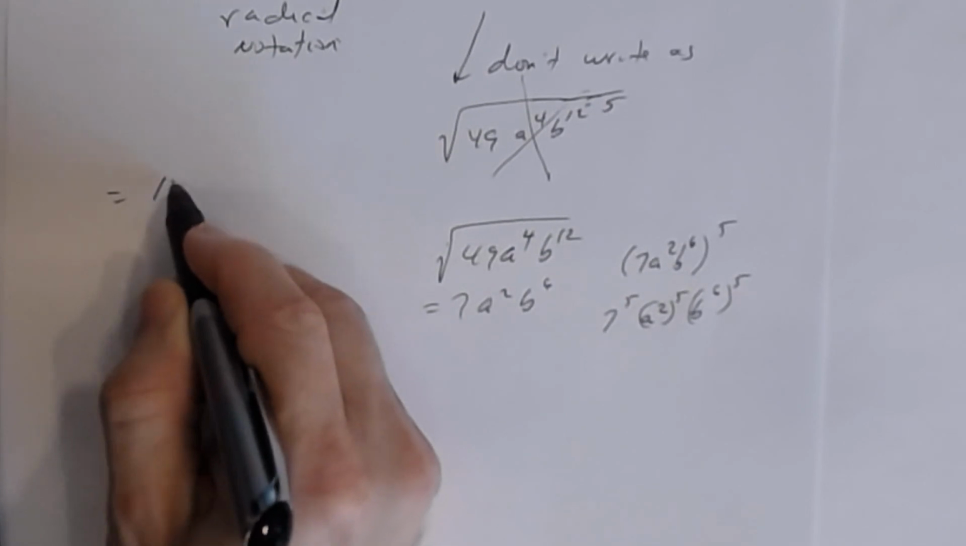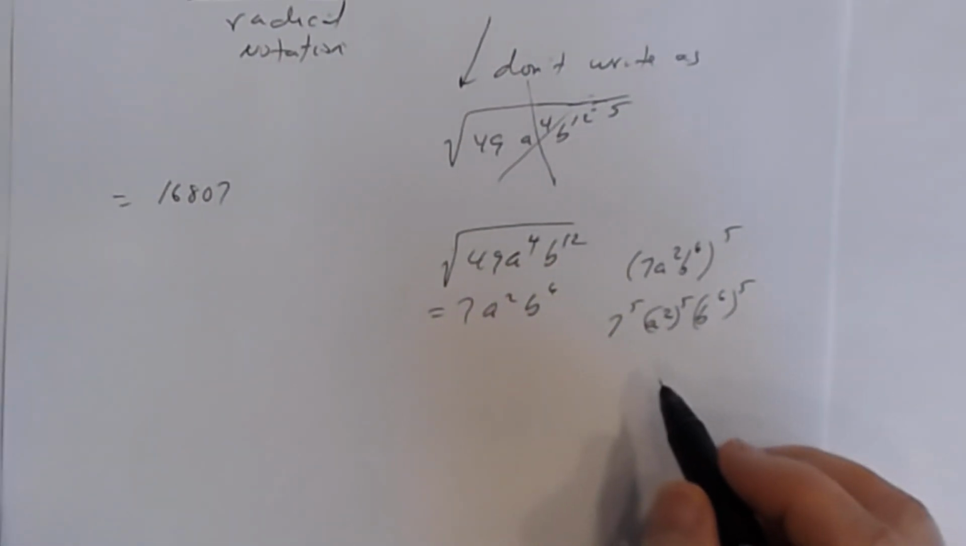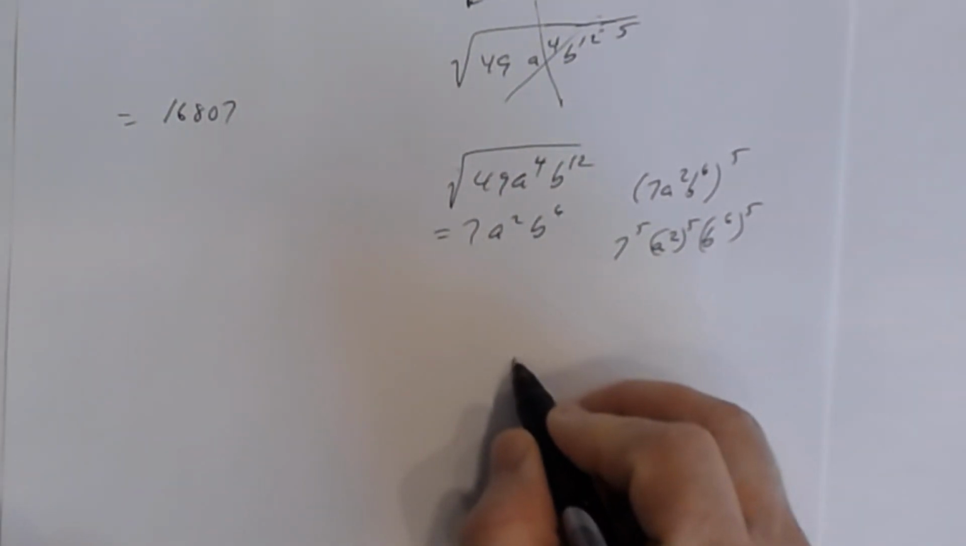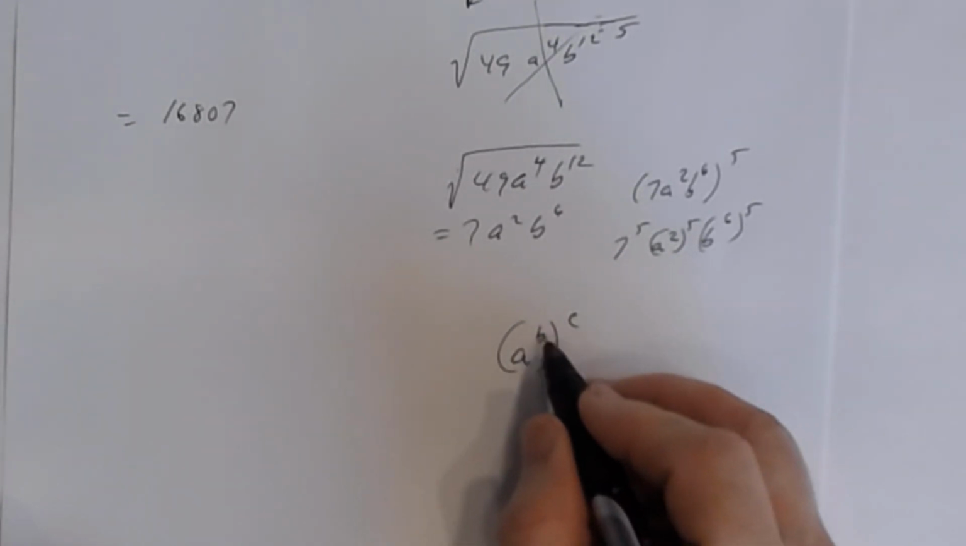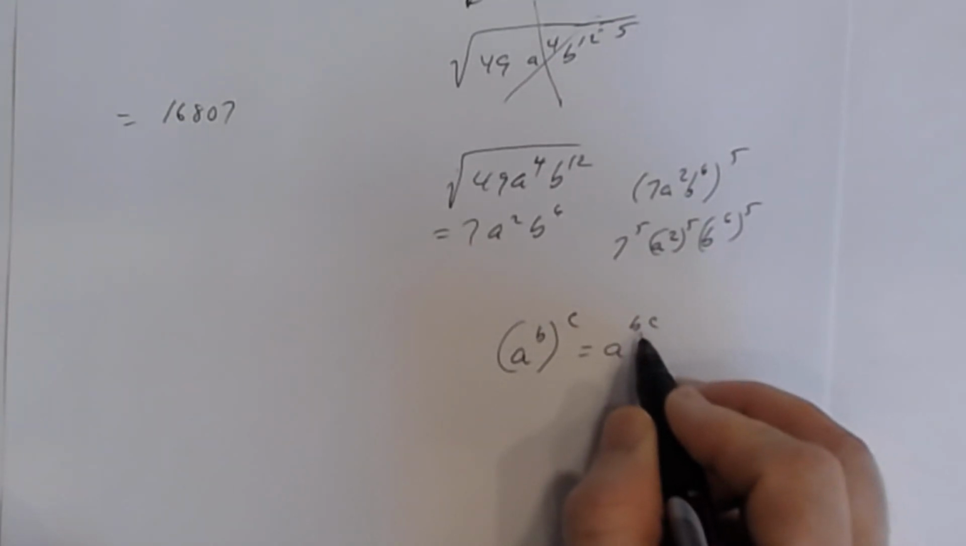So that's going to go here. Okay. A squared raised to the 5th. Now remember, that was a property you learned. Let me go ahead and write it like this: a to the b power raised to the c. When you have a power raised to a power, you multiply. So that's a to the b times c.